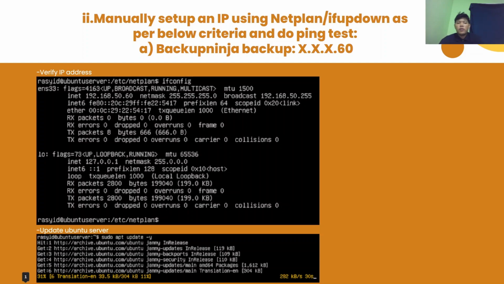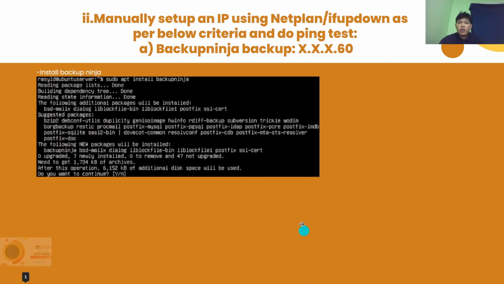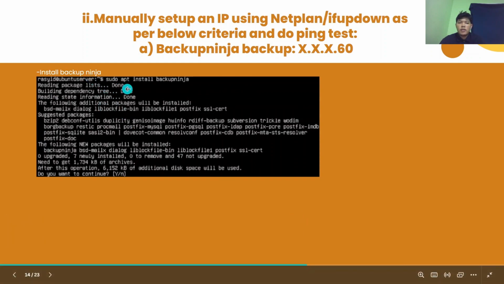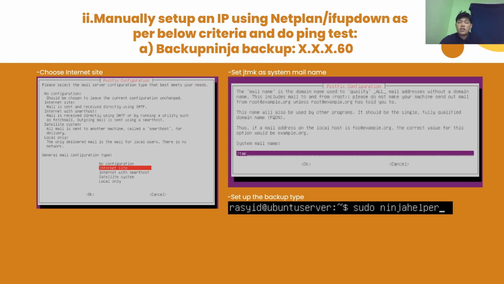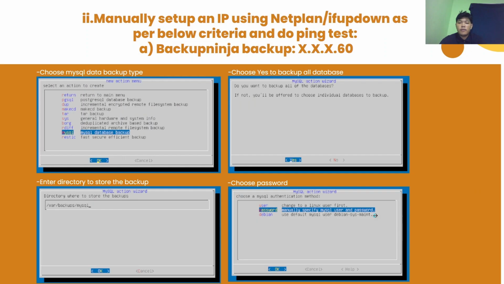After that, we update the server, and then we install Backup Ninja with sudo apt install backupninja. After finishing the installation, when the tab appears, we click OK. After that, we set GTMK as the system hostname and set up the backup type. We use the command sudo ninja helper. The tab is here and we choose MySQL, click OK.